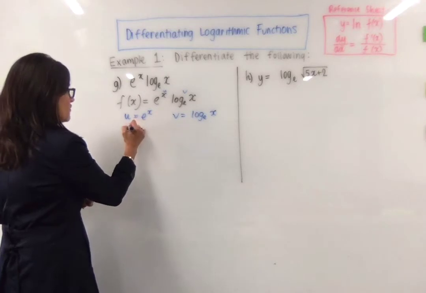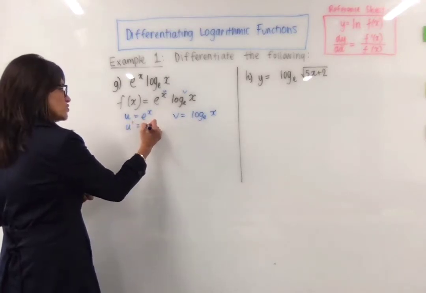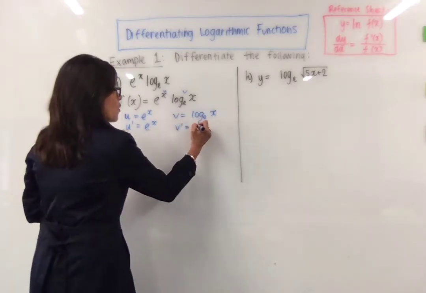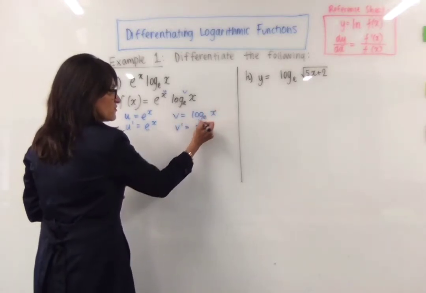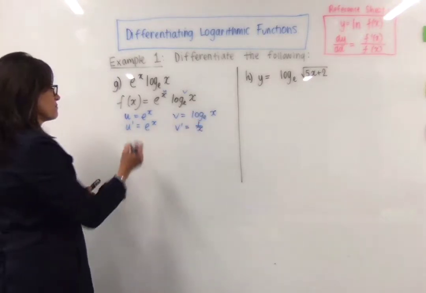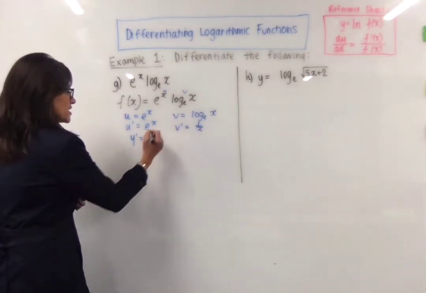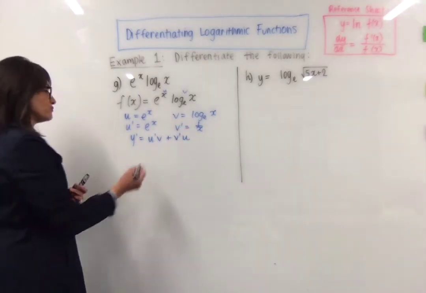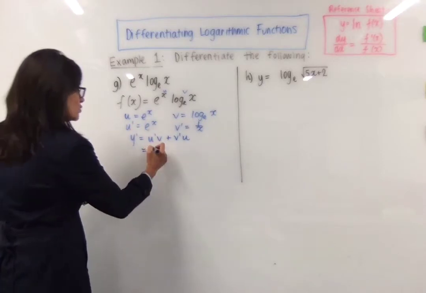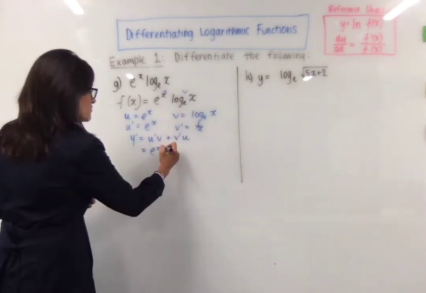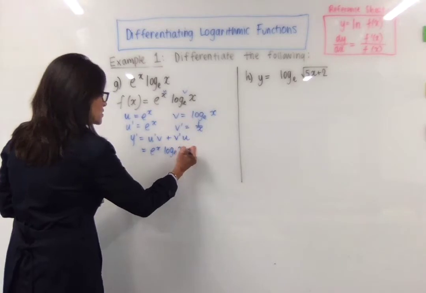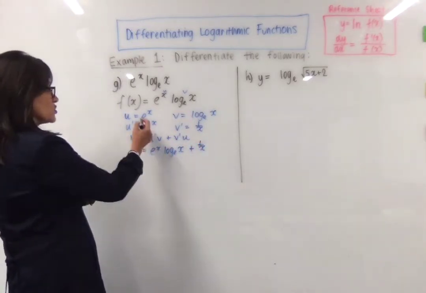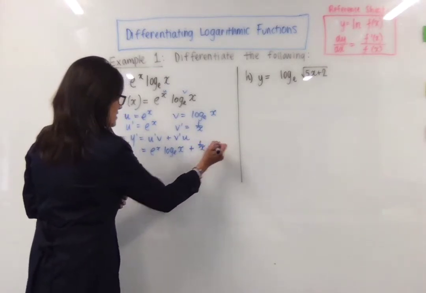So our derivative of e to the x, which is u dash, is simply e to the x, and our derivative of log x is 1 on x, because it's the derivative of this function, which is 1, over the function. Now applying the product rule, y dash is equal to u dash v plus v dash u. U dash is e to the x times v, which is log of x to a base of e, plus v dash 1 on x times u, which is e to the x.